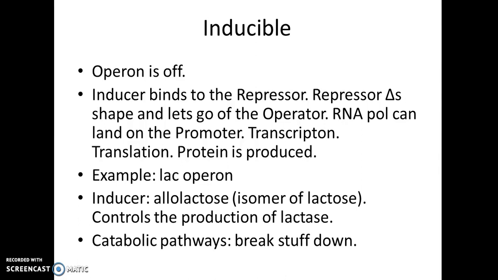In the inducible operon, the operon is off. So that means that there is an R protein or repressor on the operator. If there's a repressor protein on the operator, the RNA polymerase cannot land on the promoter because the protein is overlapping into the promoter. If RNA polymerase cannot land, you cannot produce a protein. You cannot produce mRNA, you can't have translation, no protein is produced.